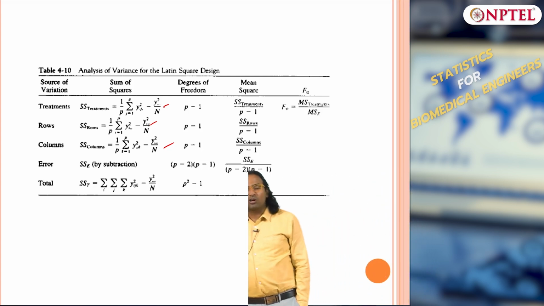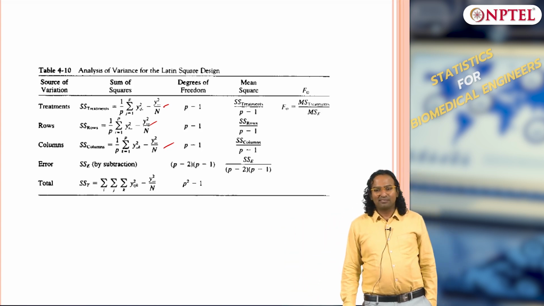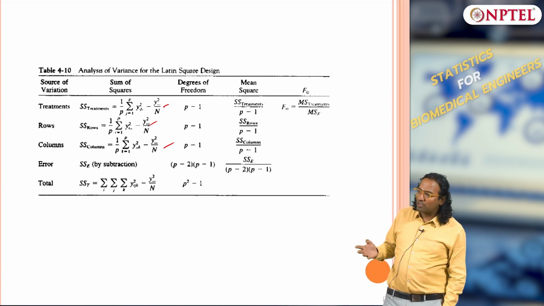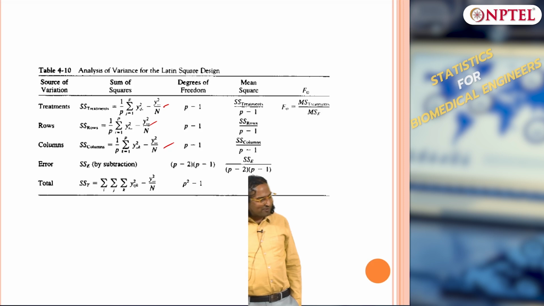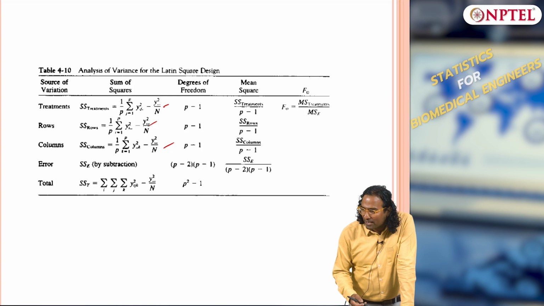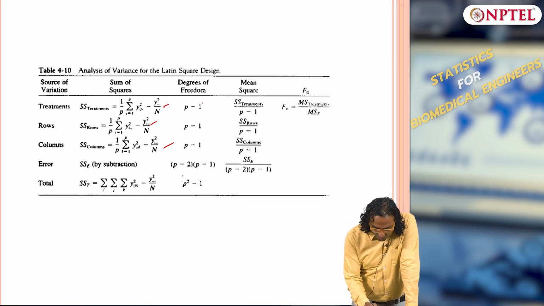Now, if it is a 4 by 4 Latin square, what is the degree of freedom of treatments? It is just 3, pathetic, right? Very small, yes or no? If I have a 4 cross 4 Latin square, then I have only 3 degrees of freedom for treatment, 3 degrees of freedom for rows, columns, and what about degrees of freedom for error? (p minus 2) into (p minus 1), so (4 minus 2) into (4 minus 1), 2 into 3, 6. Very little totally.